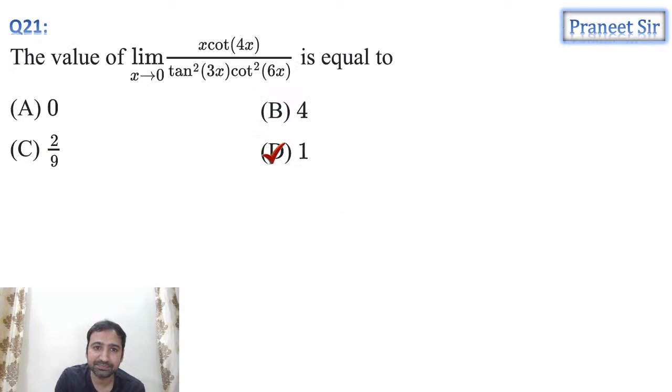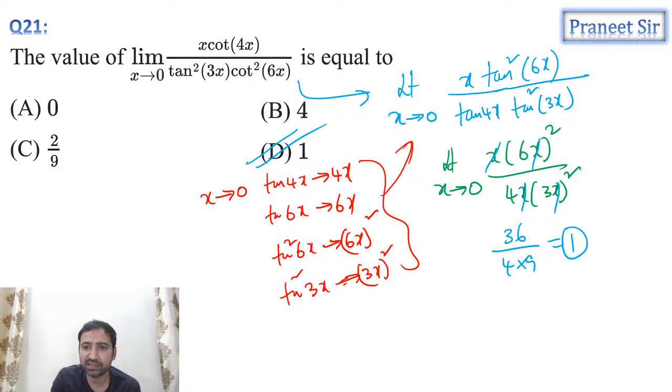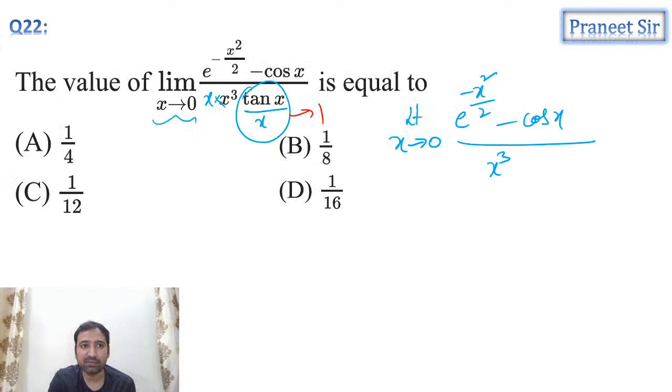21, answer D only, right? That's what we got, right? Sharon, correct. 21, answer D, correct. So what about 22, guys? Tell me what is the answer for 22.